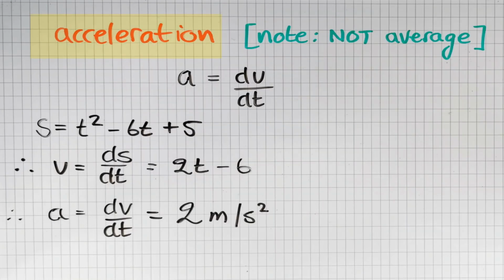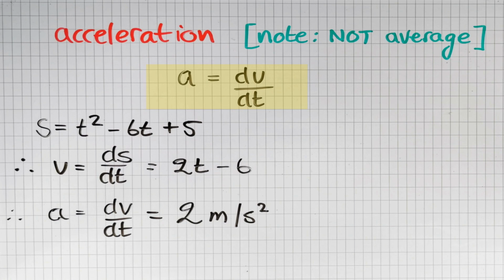The last question was to find the acceleration of this particle at t equal to 6. Note here that we are not asked to find the average acceleration. It's just the acceleration, so that is the instantaneous acceleration. So we can say a is equal to the time derivative of velocity, a is equal to dv/dt. So we have the position equation. If we take the first time derivative of the position equation, we get velocity. And if we take another time derivative of velocity, we get acceleration.